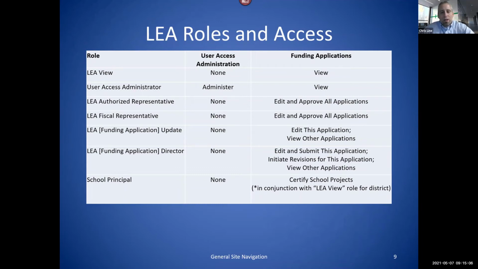And then there's a school principal role that is used to certify school projects and school-wide projects, specifically in the ESEA consolidated application. A user would have the school principal role for a specific school, as well as the LEA view role for the district, in order to be able to go in and certify the school project.